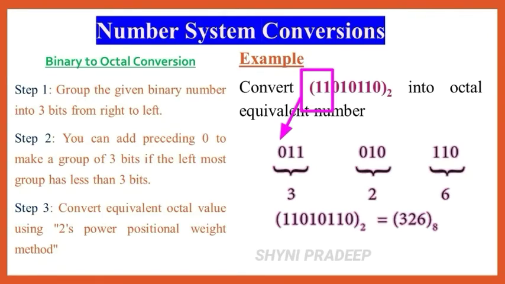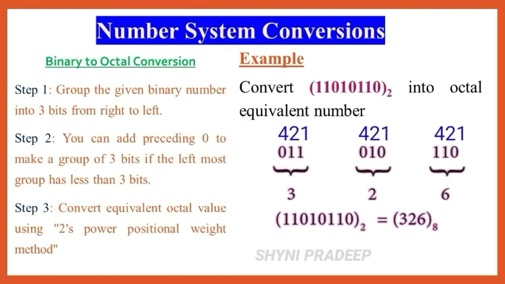Okay, which means you can add zeros to make a group of 3 bits if the leftmost group has less than 3 bits. Here only 2 bits are given, which means 1, 1. So 0 is added to its left to make a group of 3 bits. Okay. So now see the powers 1, 2, 4. Multiply powers with that binary digit. Here this is 0, so when you multiply 0 with 4, you will get 0.